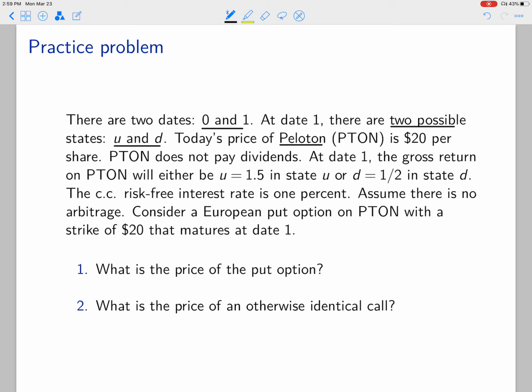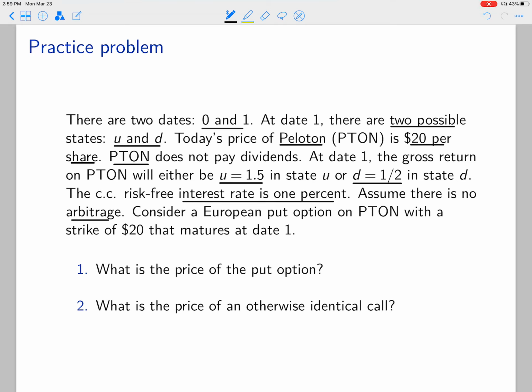We're interested in Peloton stock, another hot stock during the coronavirus. It's trading at $20 per share. Peloton does not pay dividends. At date 1, we're given the prices of Peloton stock in terms of gross returns. The gross return will either be U equals 1.5 in the upstate or D equals 1/2 in the downstate. The continuously compounded risk-free interest rate is 1%.